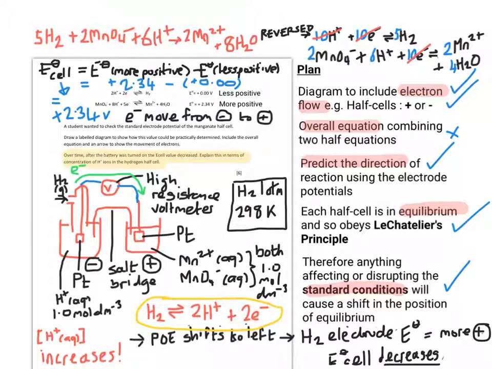Okay, I think that pretty much wraps it up. There were some tricky bits in there, but provided you stick with the logic and apply your Le Chatelier's principle and make sure you've answered every single part of the question, it should be fairly doable.